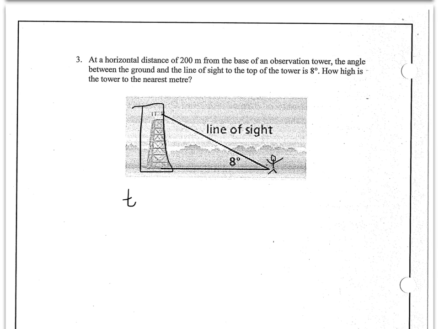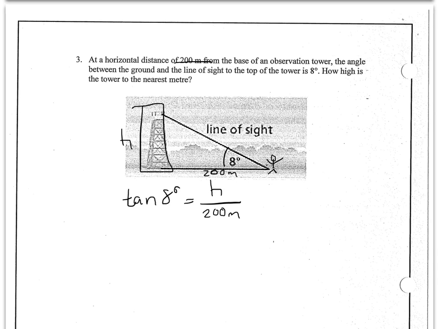So we have tangent, because that's what we're working with. We have our angle of 8 degrees. Our opposite, which is our unknown, let's say h for height, over adjacent. Well, do we know adjacent? Let's take a look at the question again. A horizontal distance of 200 meters from the base. So I know that it's 200 meters from where you're standing as the person to the actual tower. So my opposite is h. My adjacent is 200.